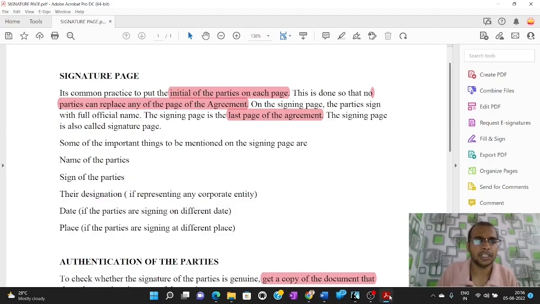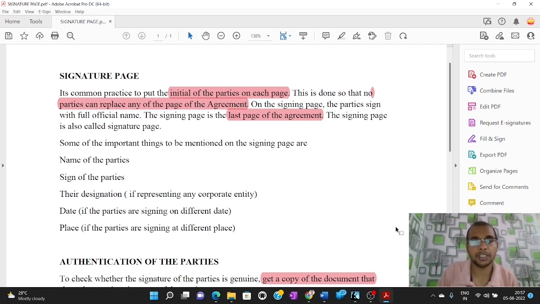Signature page. In this lesson, I will teach you about the signature page. So let's start. Nowadays, it is common practice for the parties signing the agreement to put their initials on each page of the agreement. Initial basically means signature. This is done so that no party can replace any of the pages. On the signing page, which is also called the signature page, the parties put their signature along with their full official name.